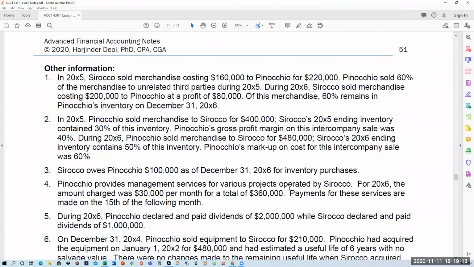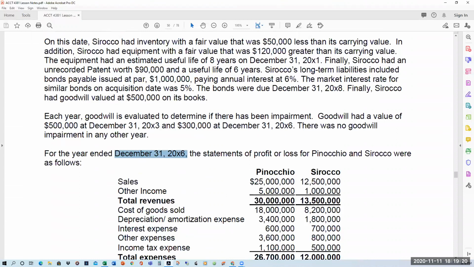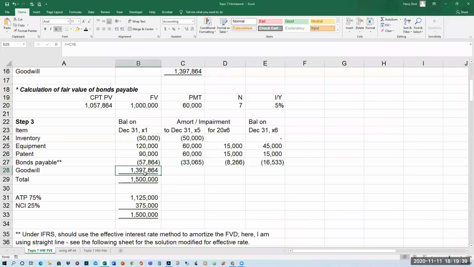Now, with regards to the goodwill, goodwill is not amortized, but rather is tested for impairment. We're told that each year goodwill is evaluated to determine if there's been an impairment. Goodwill had a value of $500,000 at December 31st, 2005, and $300,000 at December 31st, 2006. If we began with a goodwill amount of $1,397,864, and the balance was supposed to be $500,000 at the end of 2005, then from December 31st, 2001 up to December 31st, 2005, the difference between $1,397,864 and $500,000 is the amount of impairment.